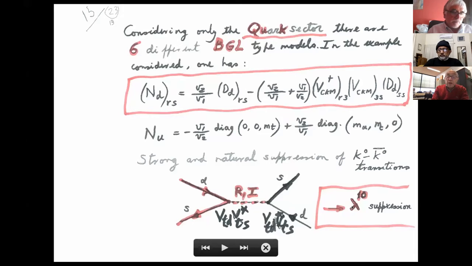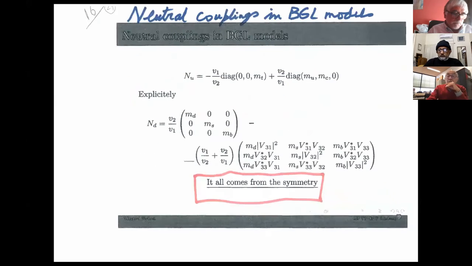If you do the arithmetic, you arrive at the conclusion that these fields R and I can even be very light, no problem. This situation comes out automatically. Explicitly, you have ND proportional to one part that is diagonal, and then the other part.